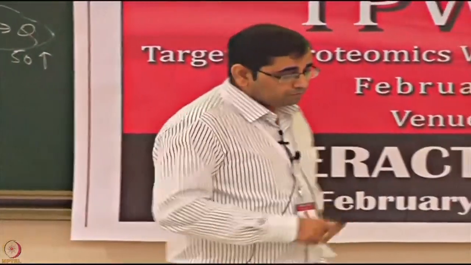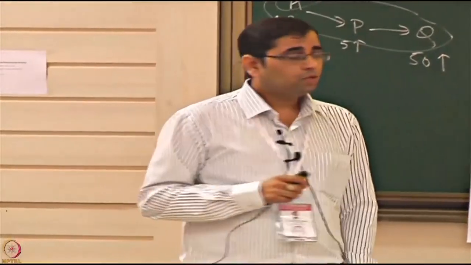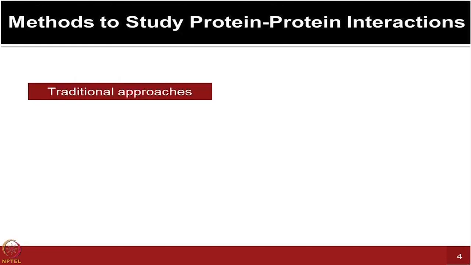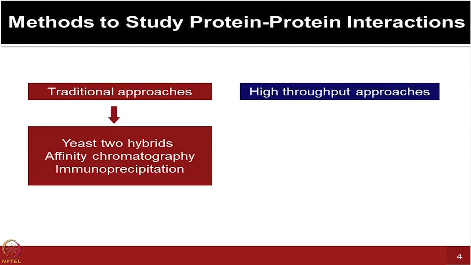So, I am sure by now you are convinced that these kinds of technologies are very useful to study the entire interactome, which is involved in many important activities, whether you talk about signal transduction, splicing, morphology, growth, metabolism, translation, or DNA replication. These are all pretty relevant for any kind of physiological process which we want to study. So, therefore, many types of protein interaction methods have come forward. The traditional approaches include yeast two-hybrid and different types of IP methods.